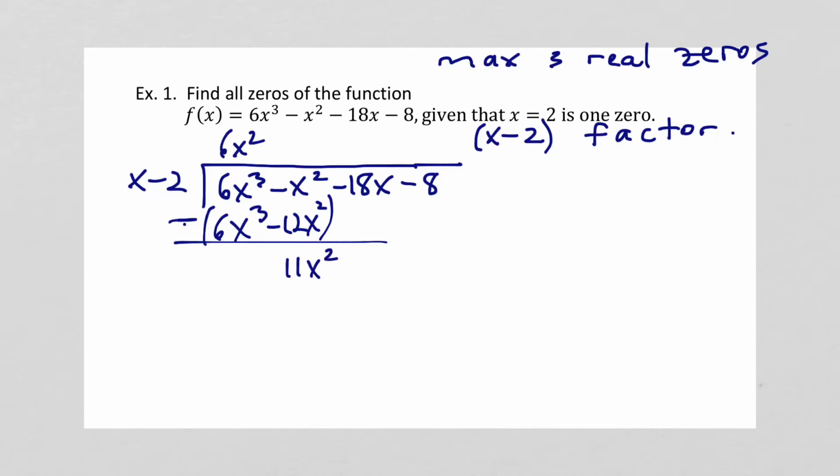I'm going to bring down my negative 18x, and I'm going to divide again. What do I have to multiply x by to get 11x squared? That would be 11x. So 11x times x is 11x squared.